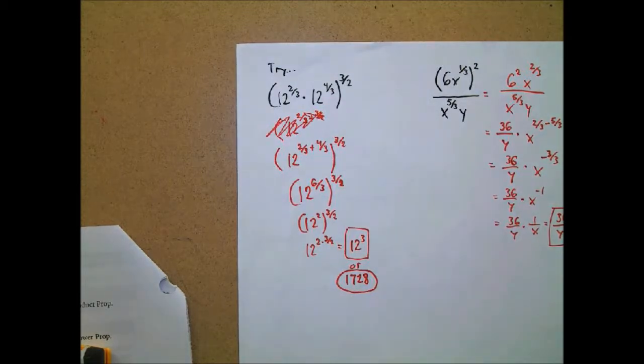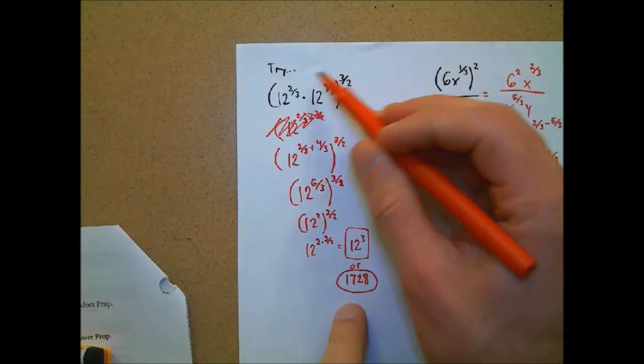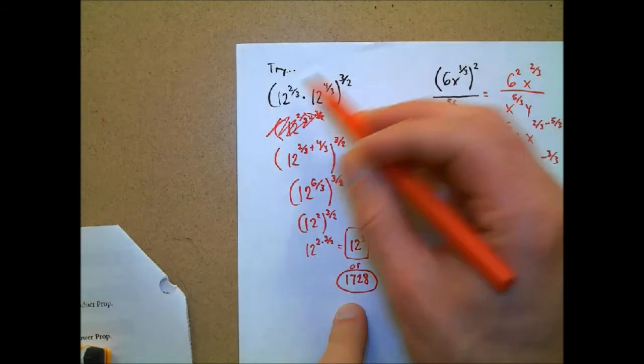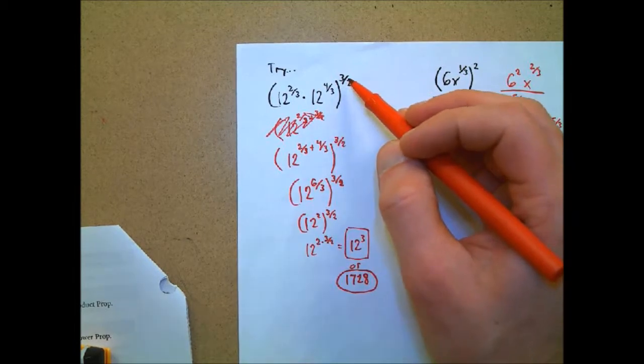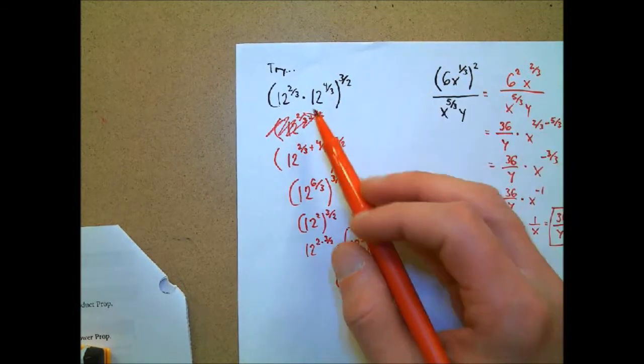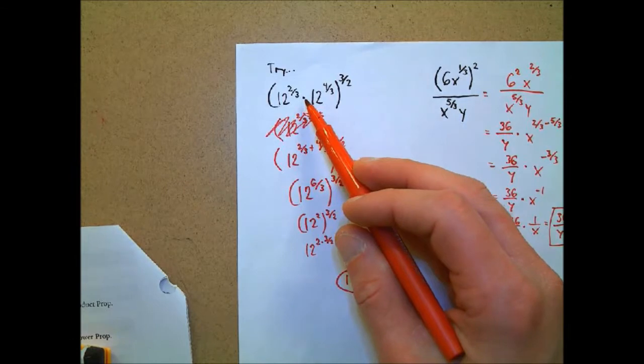Okay, so for example, you could have distributed the 3/2 power to each one first. You could have done 12 to the 2/3 to the 3/2, 12 to the 4/3 to the 3/2, multiplied and then done stuff. Okay, I went ahead and did the multiplication. I took care of what was inside the parentheses first here.